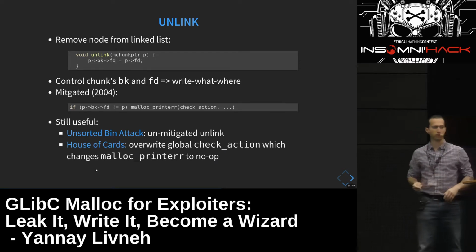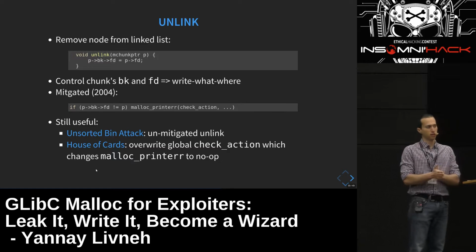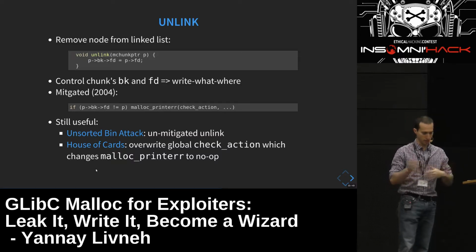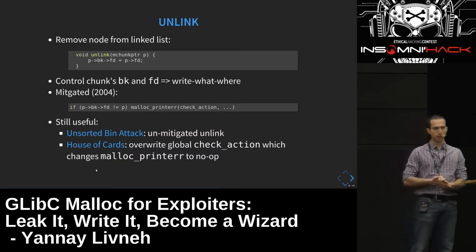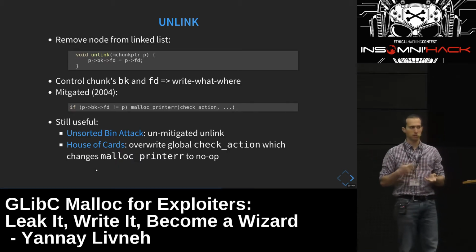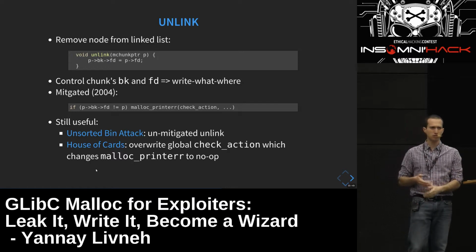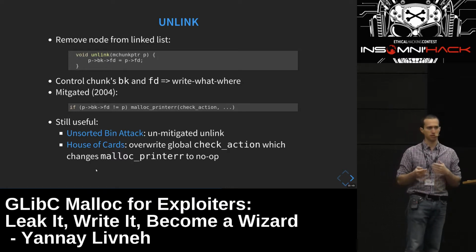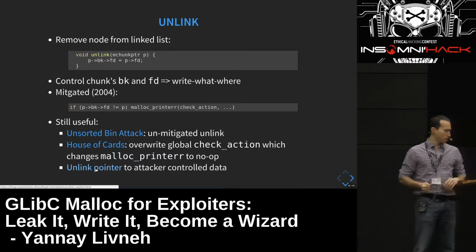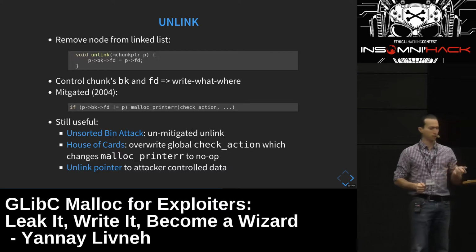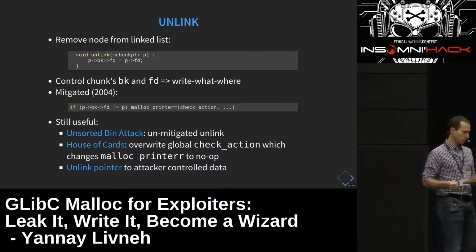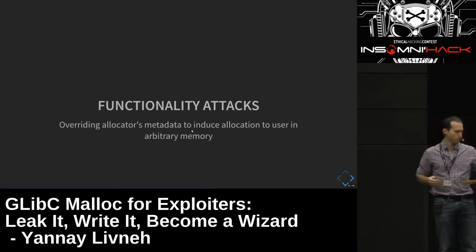And there is an attack called House of Cards that was outlined in a blog post by Tcache, which is a very nice read. The entire series of blog posts is a nice read. And what he was suggesting is overwriting the check action global variable. When it's zeroed, or when the least significant bit is zeroed, then the print error function does nothing. It's a no-op. And then you can unlink again and do whatever you want. And also, if you unlink a pointer to attacker control data, you can override this pointer in various ways. So that's also a nice way to use the unlink, even with this mitigation.